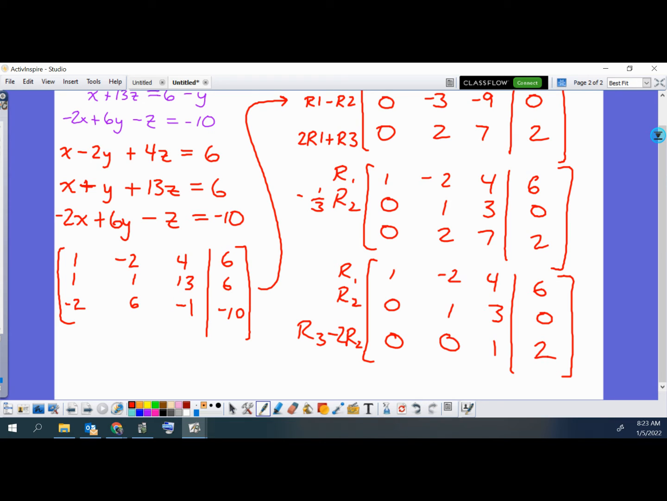Okay, and we're basically done at this point. Again, at this step, you really need to use row 2 and row 3 together there, because they both have the 0 in the first column.